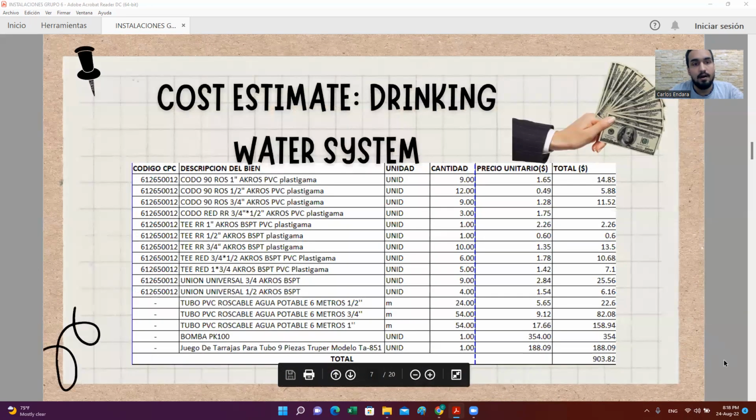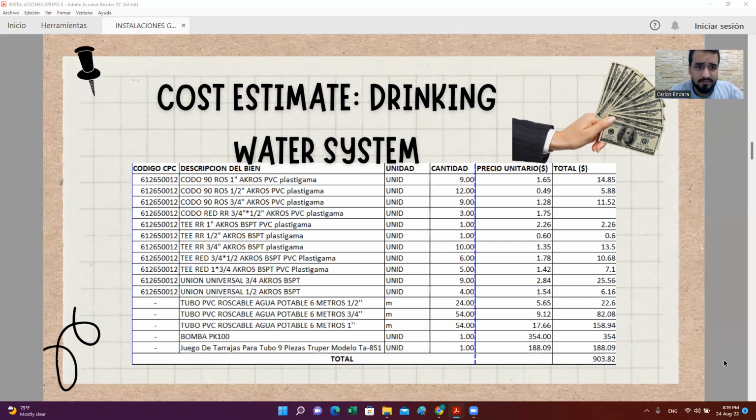Now, for the cost estimate, besides the fixtures we previously mentioned, we have the length of the piping and the cost analysis per unit. We multiply by the units we need. For example, the PVC tube is sold in 6-meter lengths, so if we need 24 of those 6-meter lengths, multiplying by the unit cost, we get the total cost.